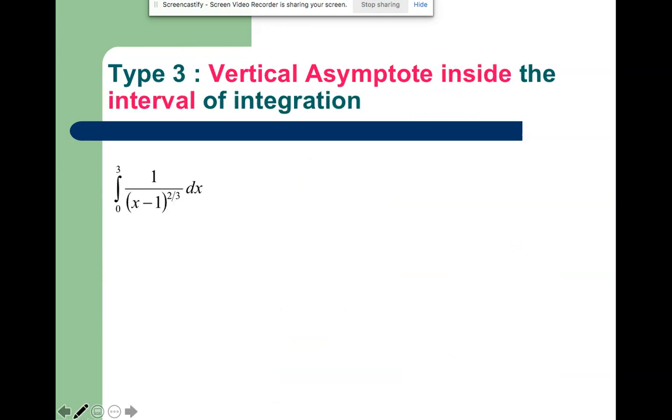Type 3. I left plenty of space on your note sheet for you to write more examples that we can do of type 1, 2, or 3. But in the video, I'm just doing a couple here. So this time you look at 0 and you look at 3 and you look at x and you're like, oh, plugging in 0 is fine, plugging in 3 is fine. Why is this improper?